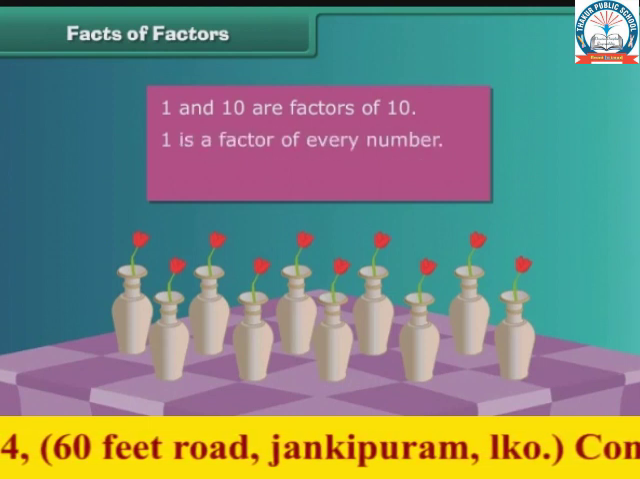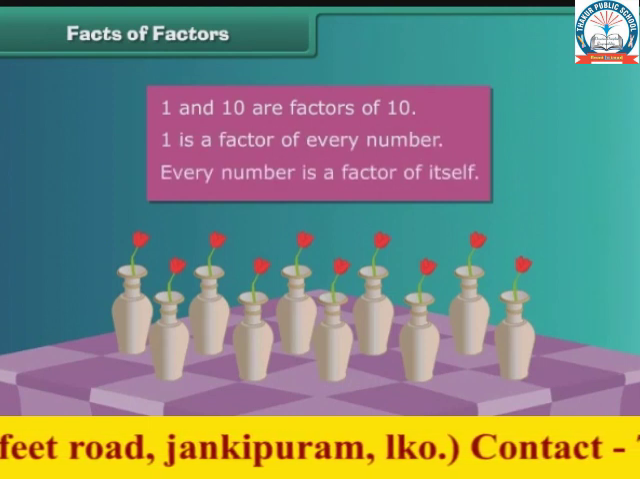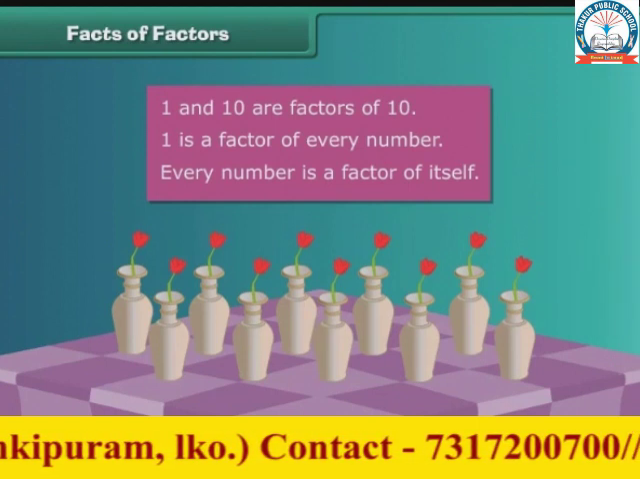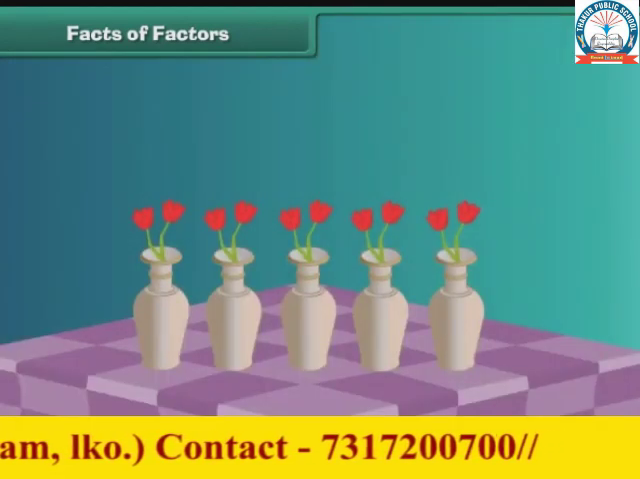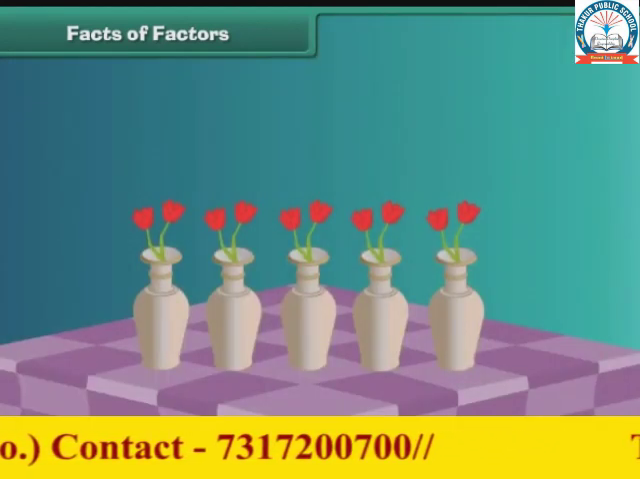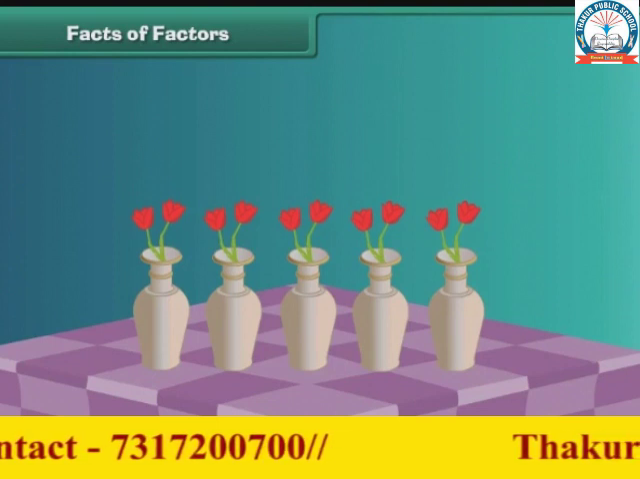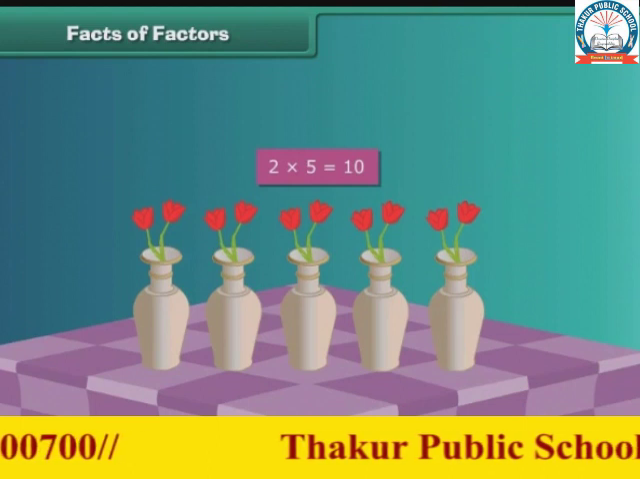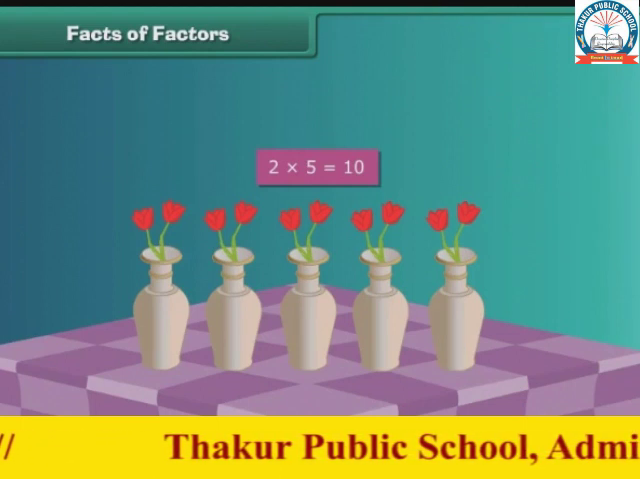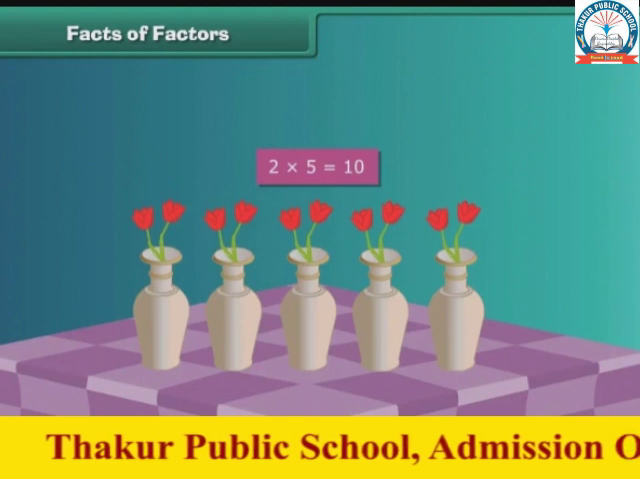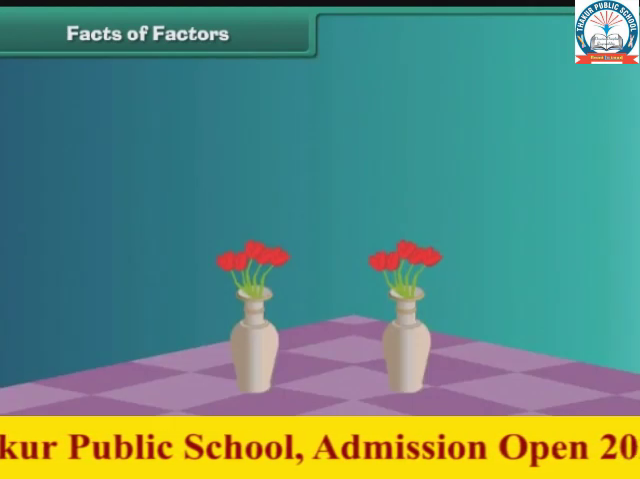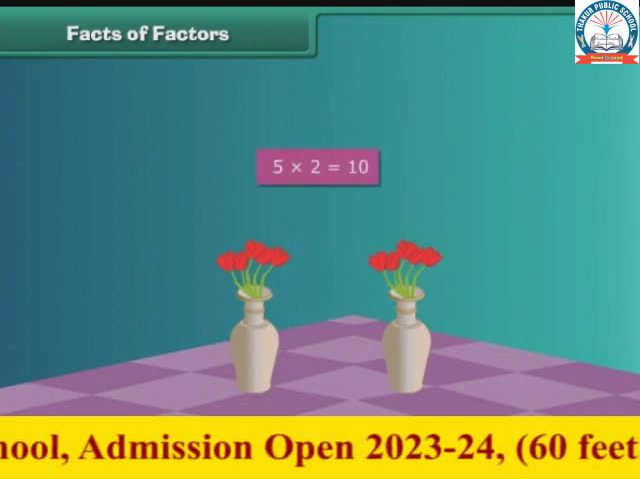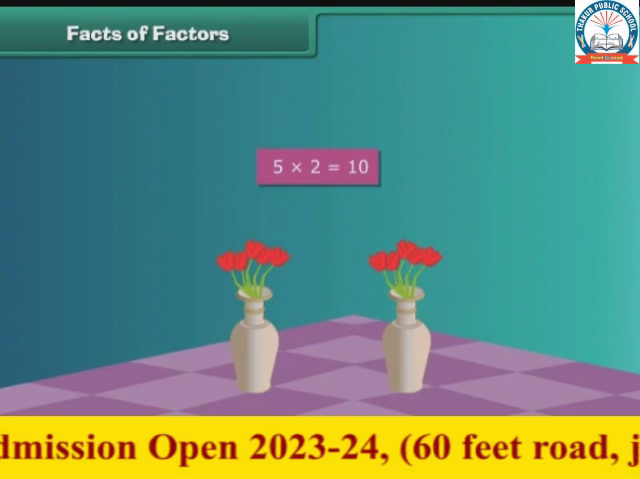1 is a factor of every number. Every number is a factor of itself. Prerna's mother tries out another arrangement. She places the roses 2 each in 5 vases. We can express this arrangement as 2 multiplied by 5 is equal to 10. Prerna's mother tries out one more arrangement. She places 5 roses each in 2 vases. We can express this arrangement as 5 multiplied by 2, that is equal to 10.